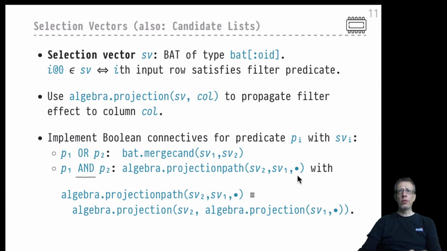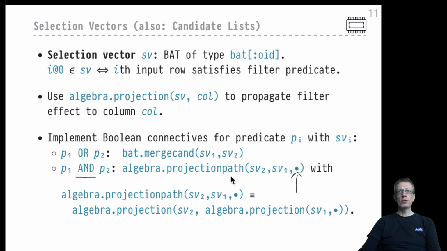We would start with this input BAT here and then apply the results of the first selection vector, then apply the projection regarding the second selection vector. Only those rows that could qualify regarding this and this selection vector will be in the final result of algebra projection path. This is the semantics of conjunction, of an AND filter.